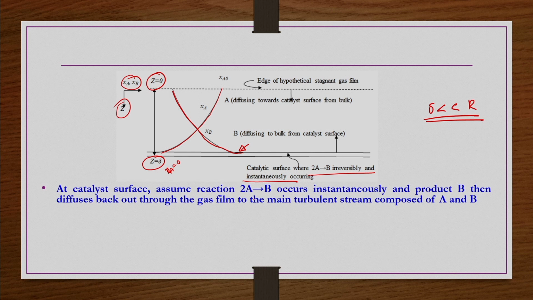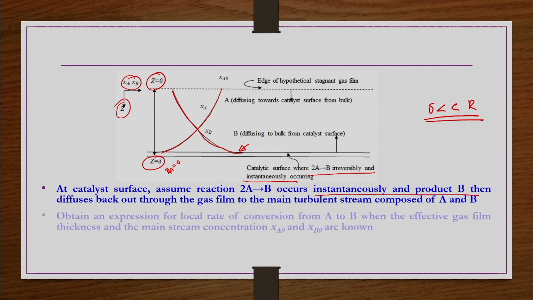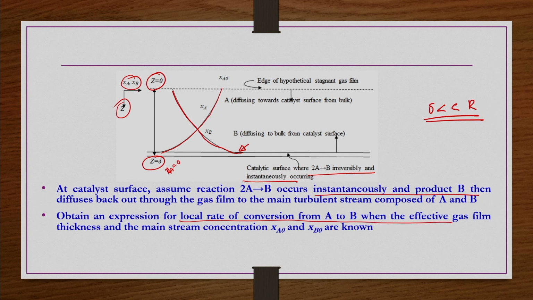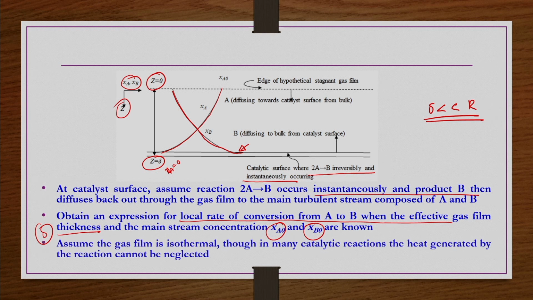At the catalyst surface, assume the reaction 2A tends to B occurs instantaneously and product B then diffuses back out through the gas film to the main turbulent stream composed of A and B, and then obtain an expression for the local rate of conversion from A to B when the effective gas film thickness, that is delta, is known, and the main stream concentrations Xa naught and Xb naught are known. So, that is, Xa naught, Xb naught are known and delta is also known. Assume the gas film is isothermal, that is actually not true. Most catalytic reactions involve heat, so there will be a temperature difference also, but we are not considering it here in this problem.